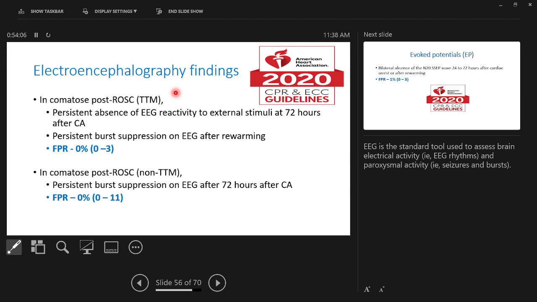In comatose patients post ROSC who are not on TTM, if we find persistent burst suppression on EEG after 72 hours of cardiac arrest, it also predicts a very poor neurological outcome with a false positive rate of around 0%.